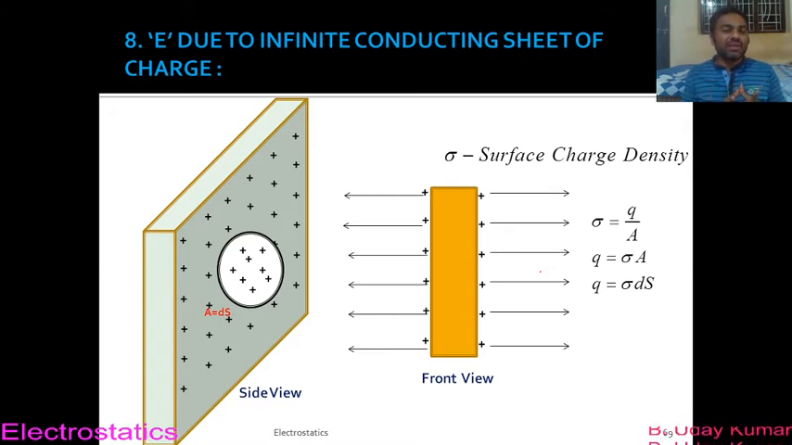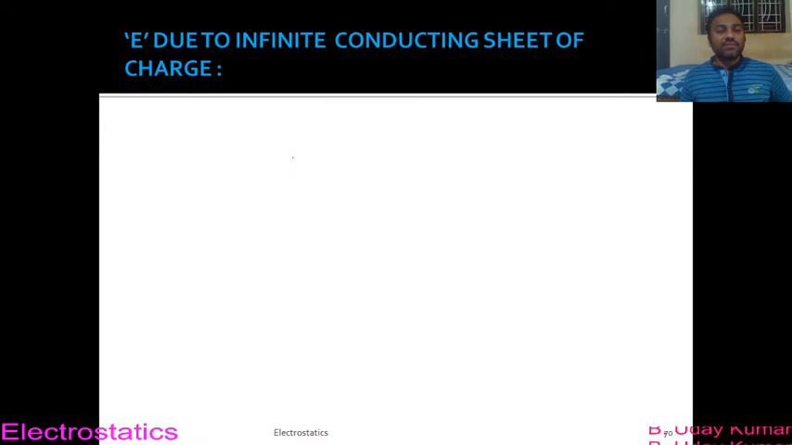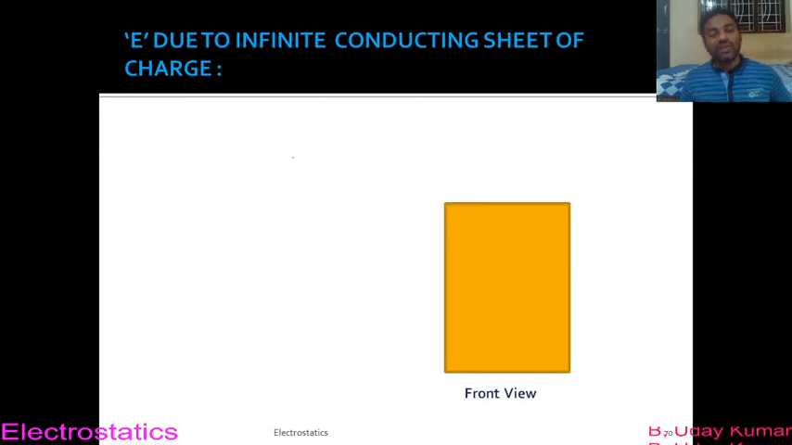So that was the basic explanation of what a conducting sheet of charge is: what its construction is, how the charge is distributed, how the electric lines of force are directed, and how we can write the surface charge density of this sheet of charge. All those things can be understood with the help of this slide. Okay, fine. So now coming to the derivation part.